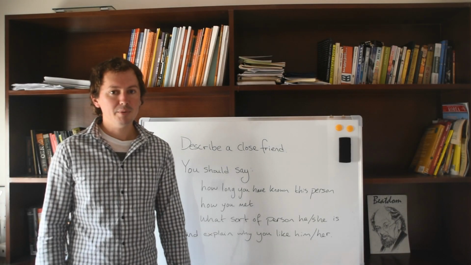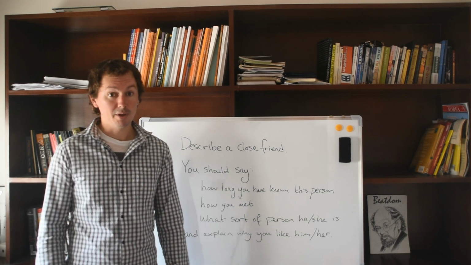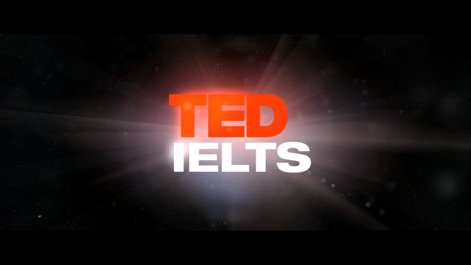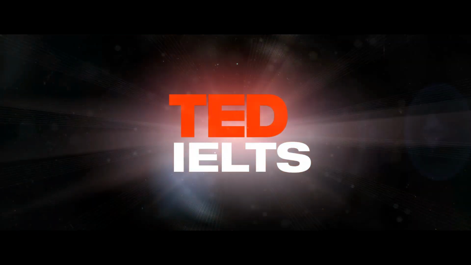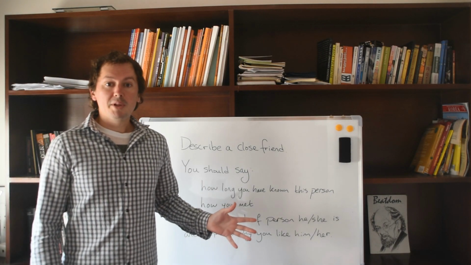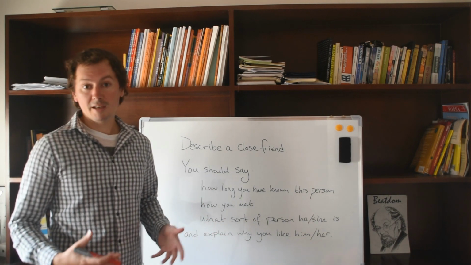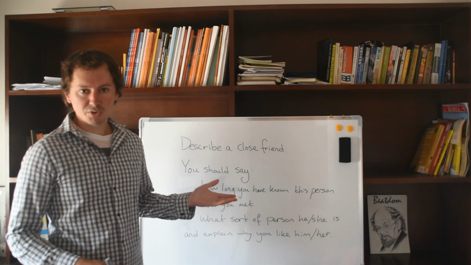I'm David Wills, and today we're going to be looking at IELTS speaking part 2 and how to describe a close friend. So this is the question we're going to be looking at today. It's a nice easy one, and it's on a very common topic, that of people, friendship, or relationship. We're going to be describing a close friend.